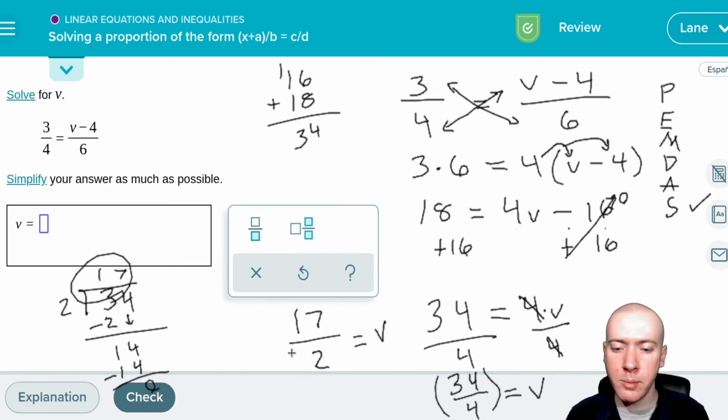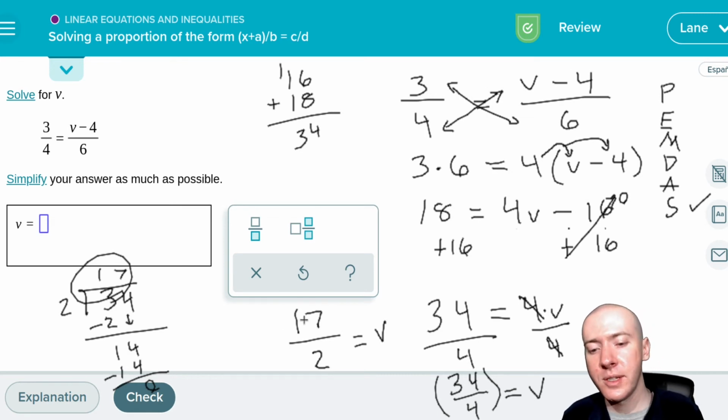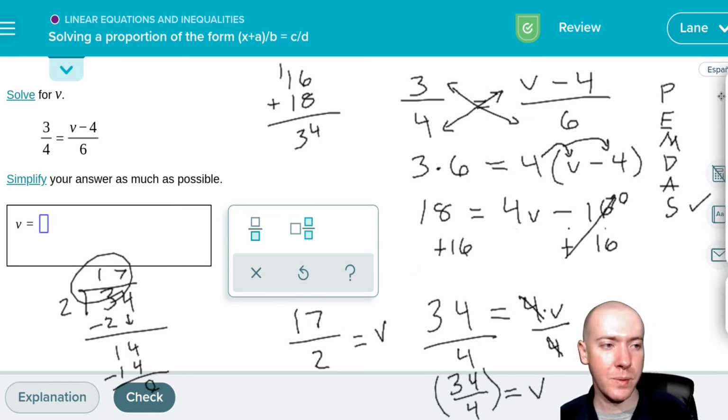Can this fraction be simplified? No, it can't, right? Because the only factors of 2 are 2 and 1. 17 isn't divisible by 2, and dividing both numbers by 1 wouldn't change anything. So our answer is 17 over 2.